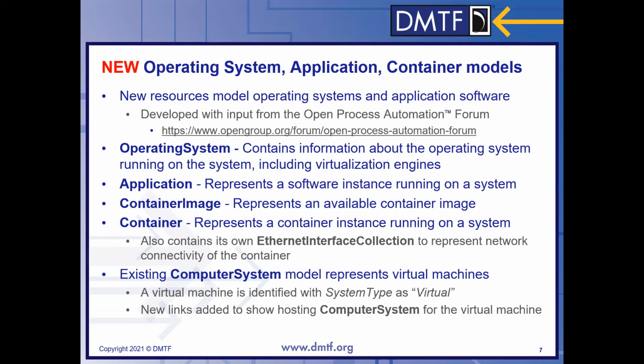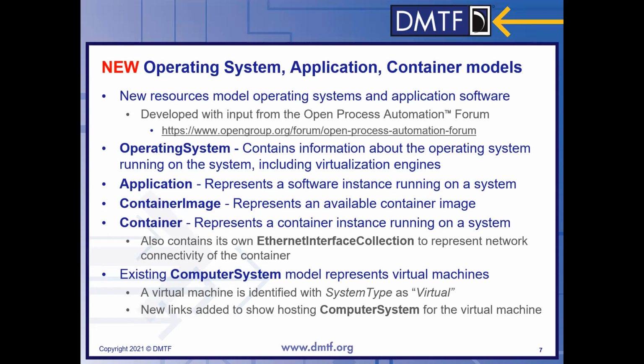And then you have an application resource that represents a given piece of software running on a computer system. You have your container image resource to represent a container image that might be in a computer system's database of what types of containers it can launch. And then you also have the container resource to show a live instance of a container that's running on a computer system. One thing to note is that with how containers can be configured, containers can be networked to other containers on the same system. They have their own virtual Ethernet interfaces, and so containers have their own Ethernet interface collection to represent that internal network connectivity.